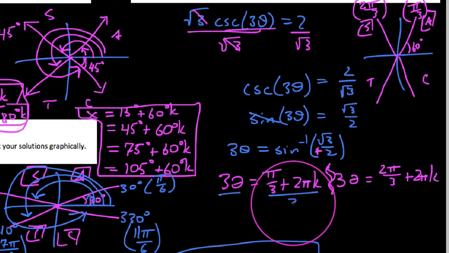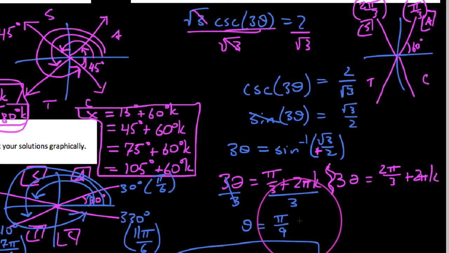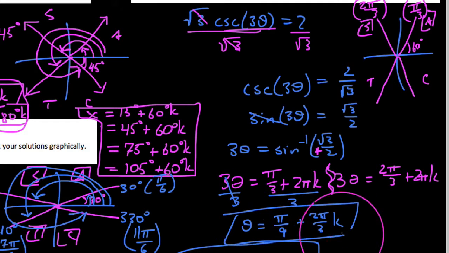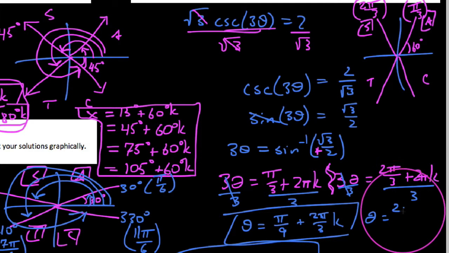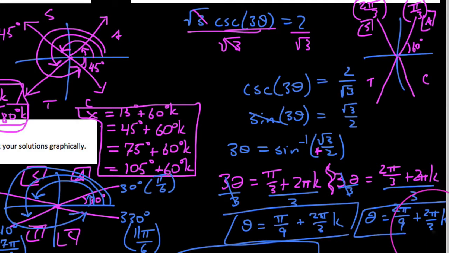So now we're going to divide everything by 3 to isolate the theta. In this first instance, a third of pi thirds is pi ninths, and a third of 2 pi is just 2 pi thirds. And we'll just write the k off on the side. And then again over here, if I divide everything by 3, we get theta is equal to 2 pi ninths plus 2 pi thirds k.